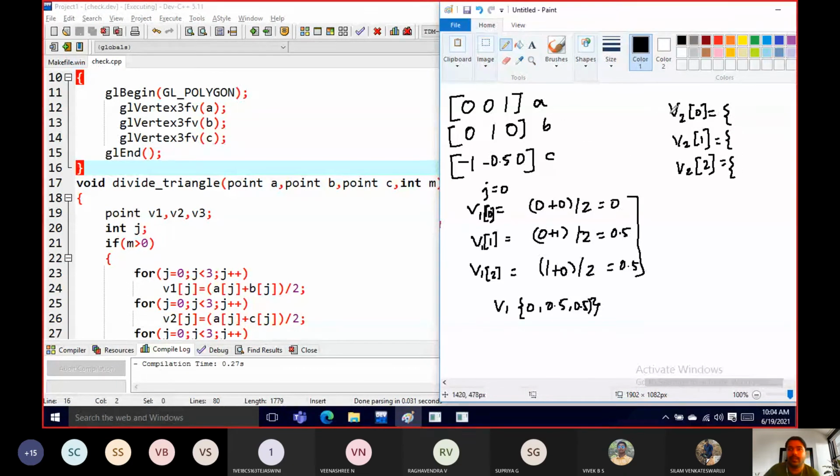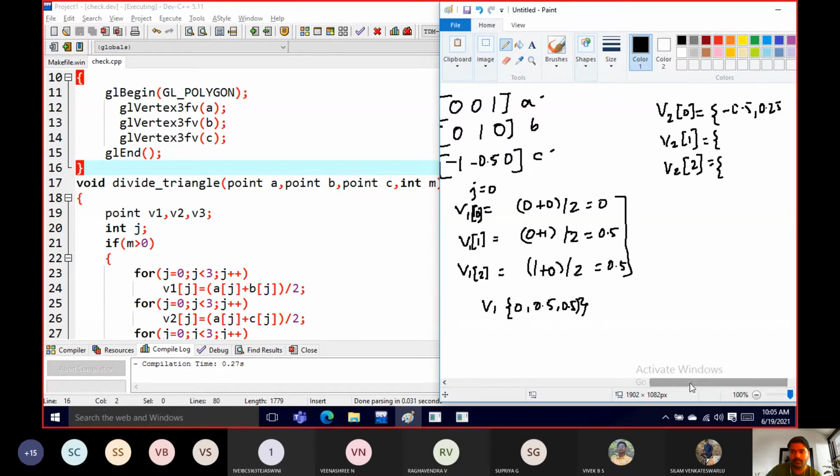So V2 of 0 is A and C. So this and this I have to consider. So 0 minus 1 is minus 1, by 2 is what? Minus 0.5. Next, 0 plus minus 0.5 is minus 0.5, by 2 is what? 0.25. Then 1 plus 0 is 1, by 2 is 0.5. So these are the values.